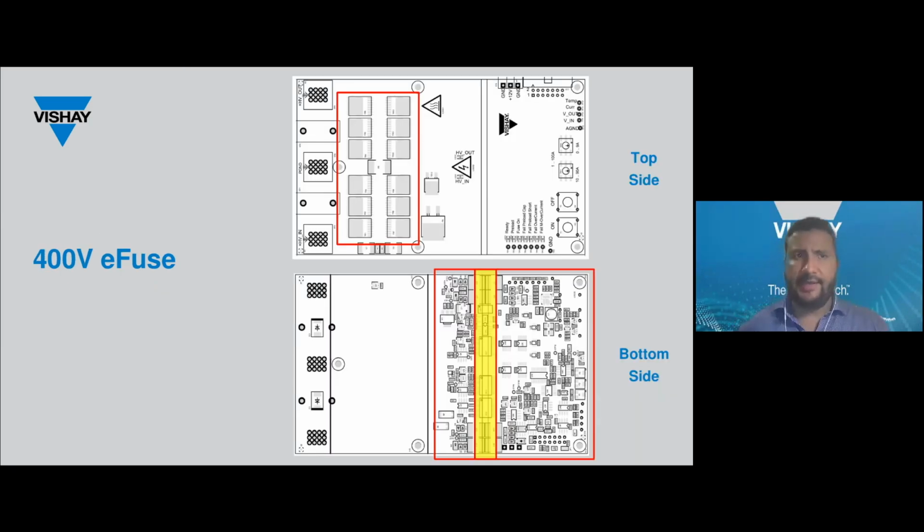As previously seen, the main high voltage power stage components are located on the left-hand side of the top of the board. The low voltage control circuitry is located on the right-hand side of the bottom of the board. What's highlighted here is the isolation barrier, which separates the high voltage from the low voltage for safety purposes. More on this later.